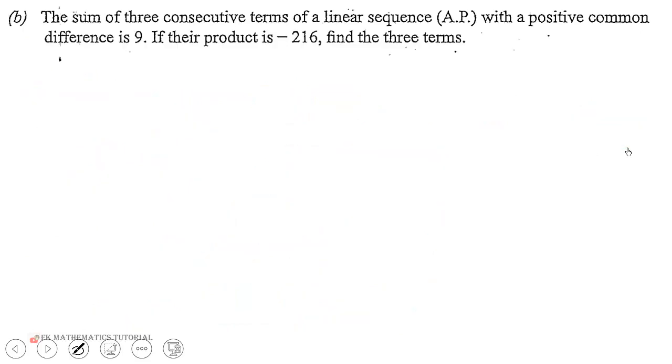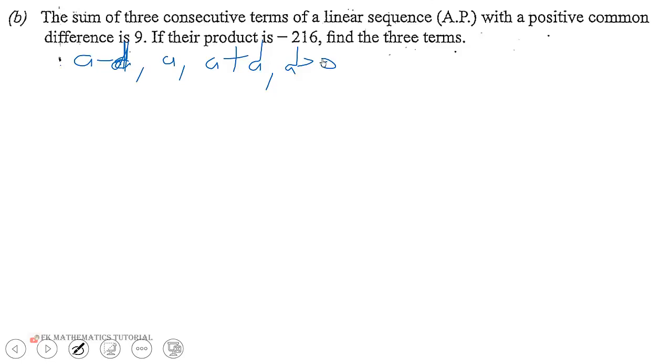The b part: the sum of 3 consecutive terms of a linear sequence, an AP, with a positive common difference is 9. If their product is negative 216, find the 3 terms. So let the 3 terms be a minus d, a, and a plus d. So these are consecutive terms. We keep adding d to get the 3 consecutive terms. And we're told that the difference is positive, so d is greater than 0.